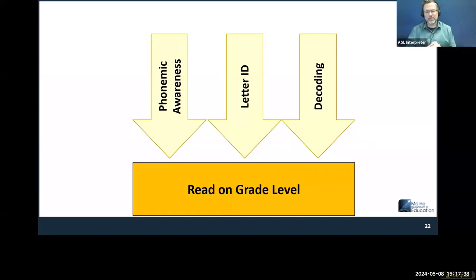So reading. You wouldn't see a goal that said student will read on a fifth grade level if they're in fifth grade and they read at the second grade level, right? You just wouldn't. The goals are around the skills. There are a lot of skills that go into learning how to read. The outcome you're hoping for is that the student will read at grade level, but in order to get them there, you're teaching them letter ID, decoding, fluency, all of those skills that lend themselves to reading at grade level.